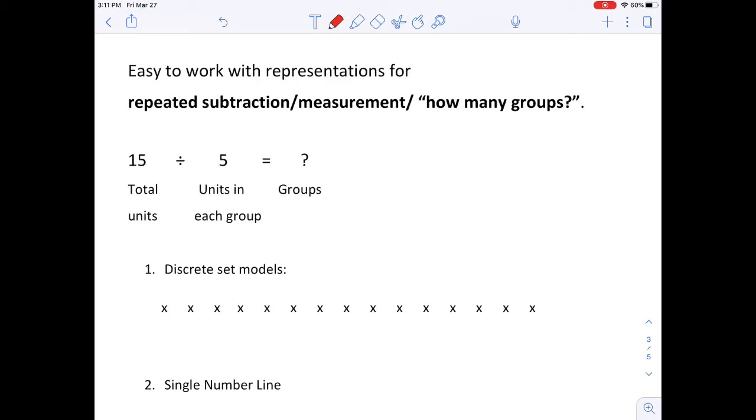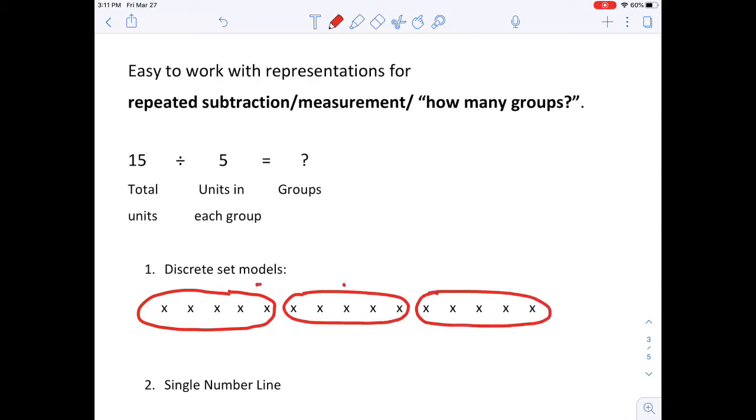This one I drew out 15 x's, and here I could say, well, 5 in each group, so let's start circling the groups. There's 5, there's another 5, and there's another 5. 1, 2, 3. I have 3 groups, and that's the answer to my division problem.